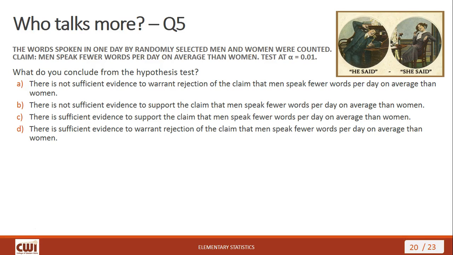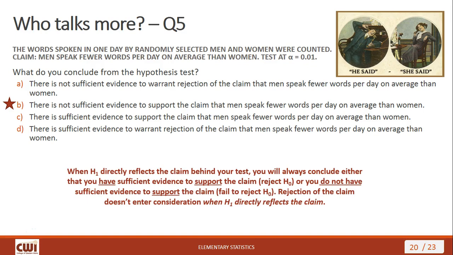Now we want to know, should we say warrant rejection or should we say support? And we need to ask ourselves, do we have a one-tailed test or a two-tailed test? Well, we have a one-tailed test. It's because we have a match between our alternative hypothesis and our claim. So when we have that match, we're going to want to say support and not warrant rejection. Therefore, the correct answer option is answer option B.